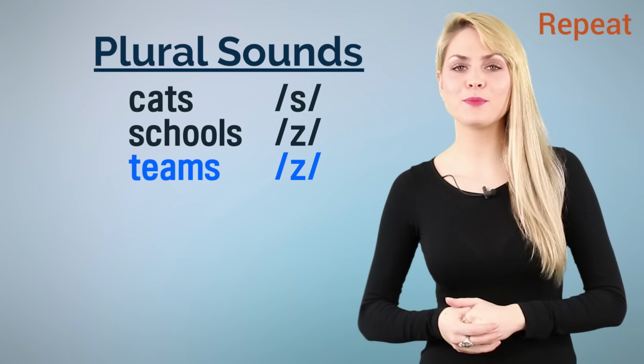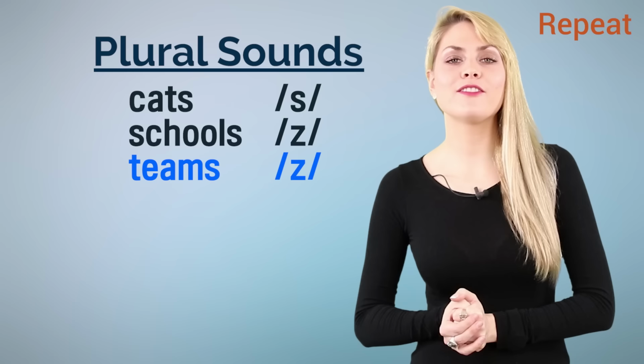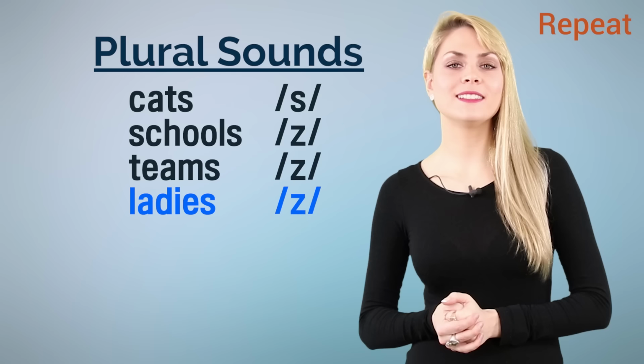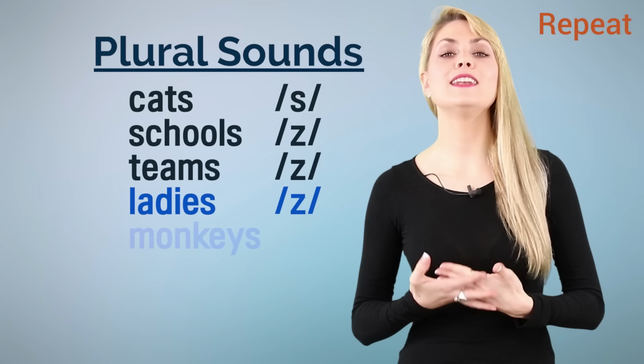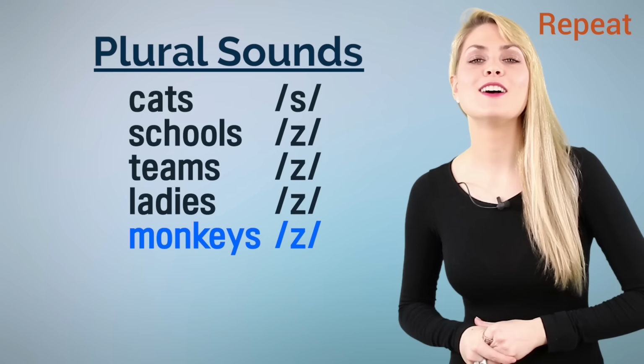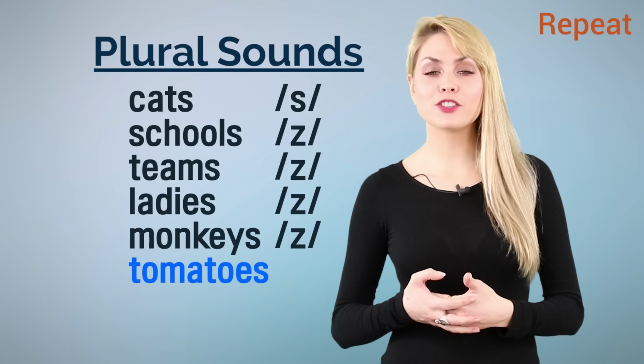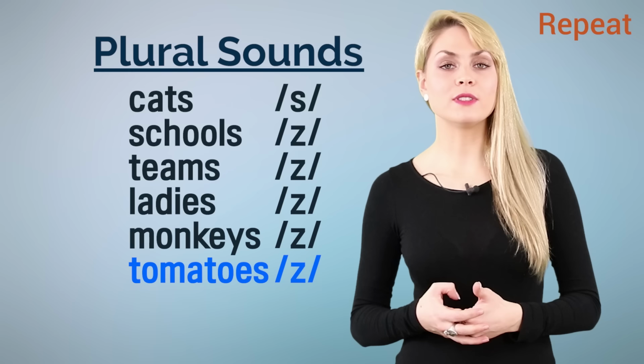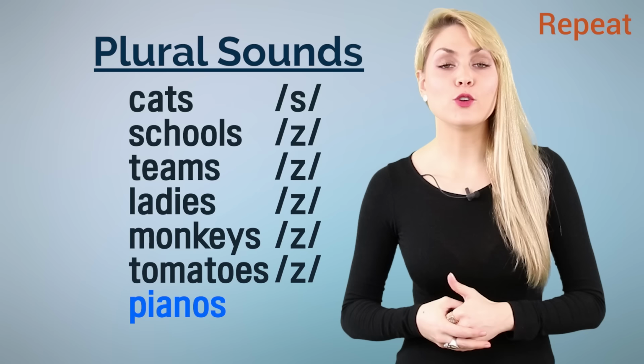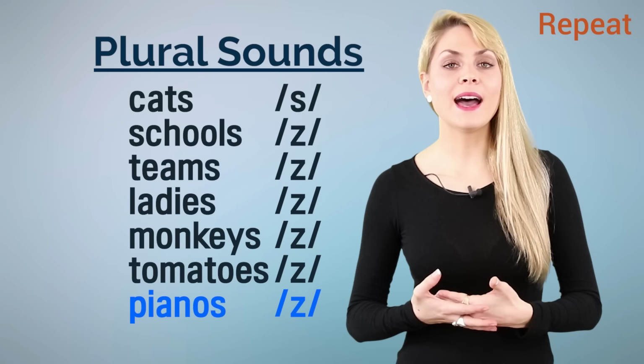Then we have ladies. Ladies. Z. Repeat after me. Ladies. Then monkeys. Z. Again. Repeat after me. Monkeys. Then we have tomatoes. Again, it's the Z sound. Tomatoes. And finally, pianos. Z. Pianos. Let's move on to other rules now.